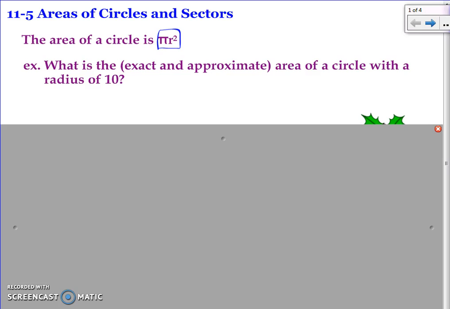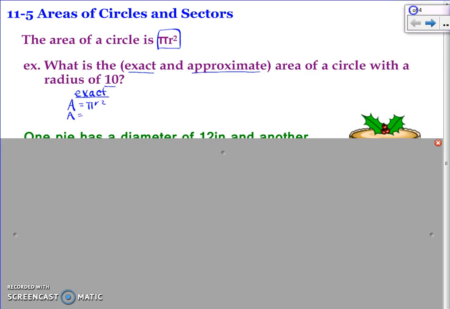So if we want the area of a circle that has a radius of 10, and we're looking for two answers. So let's show where we want the exact. So we would have area equals pi r squared, area equals pi, and then we throw the radius in there. Now if we want it exact, that means we're not rounding at all. So that means we cannot multiply by pi. Okay, so pi is just going to go on the end of our answer. So 10 squared is 100. And we've got 100 pi would be the exact area, okay, because we didn't have to round it off.